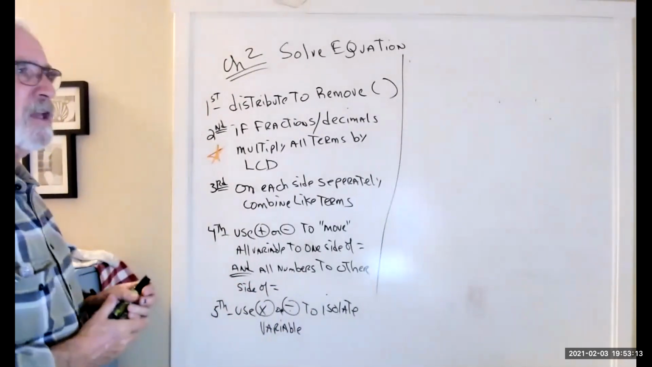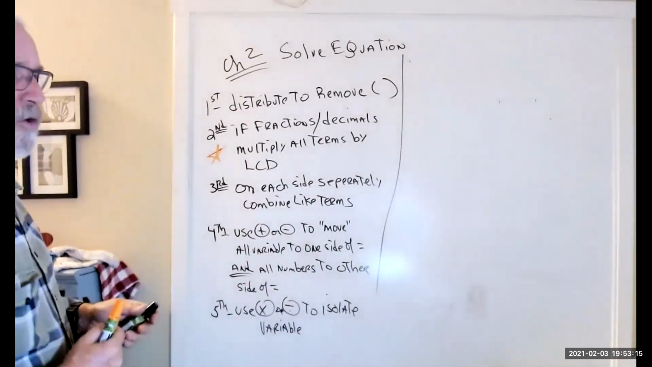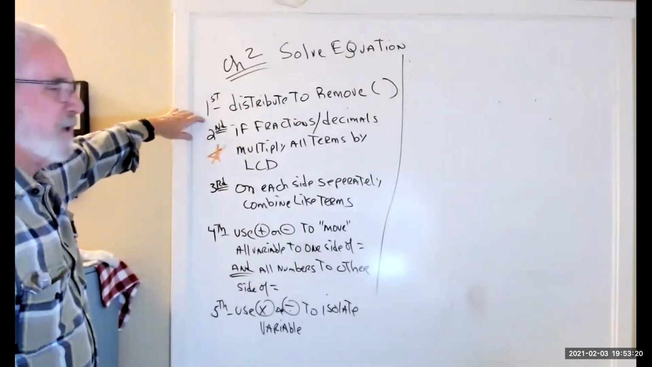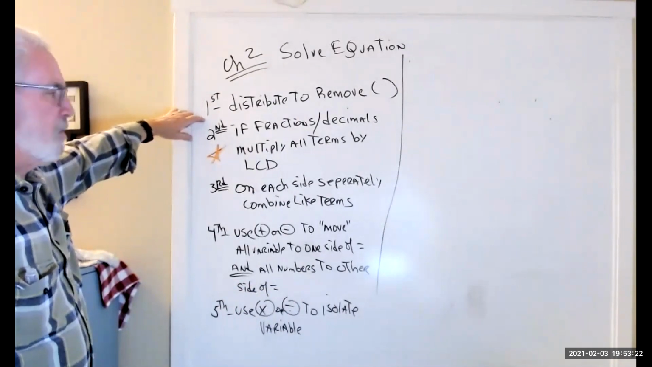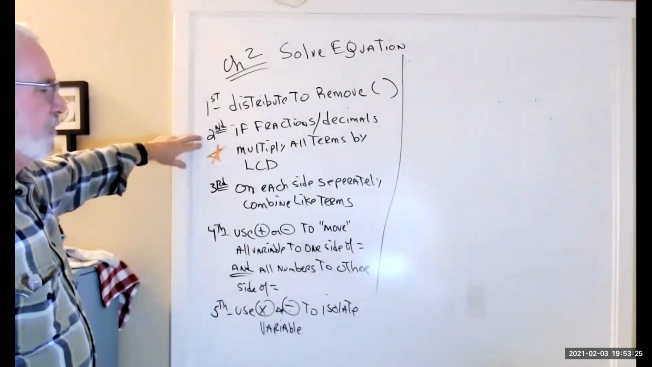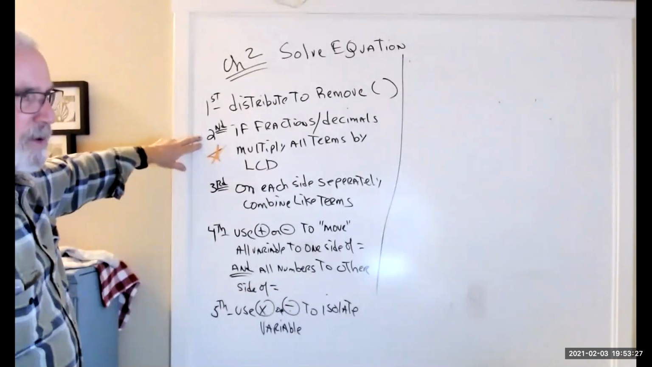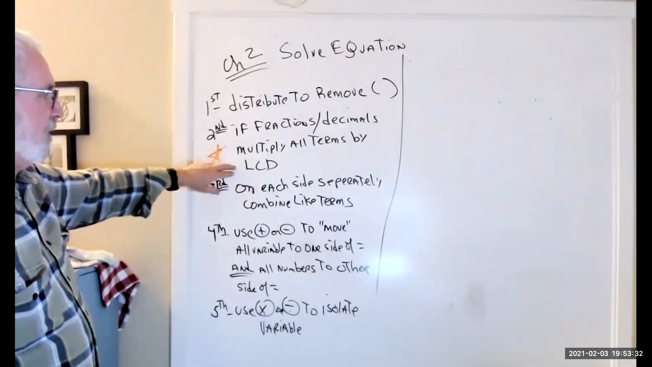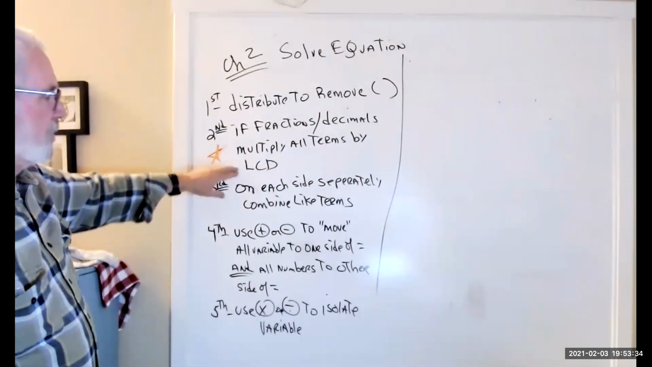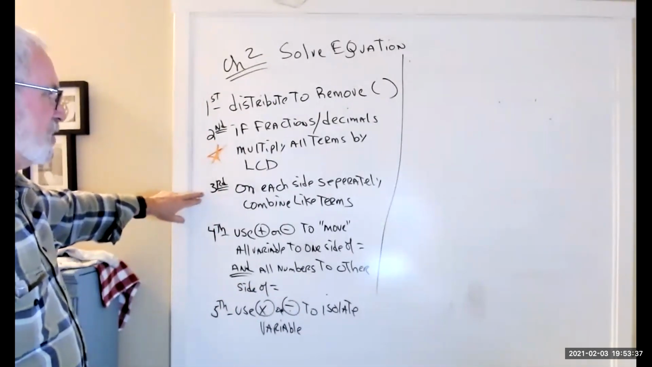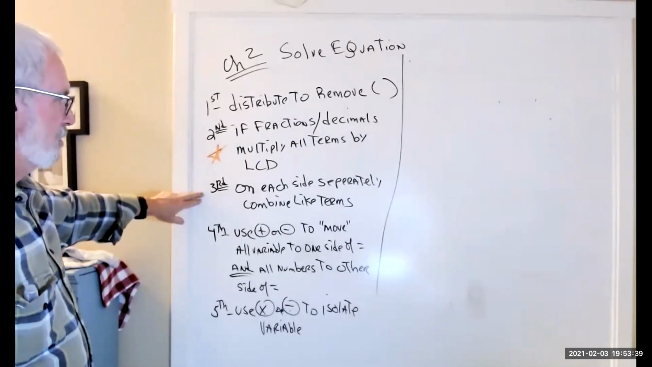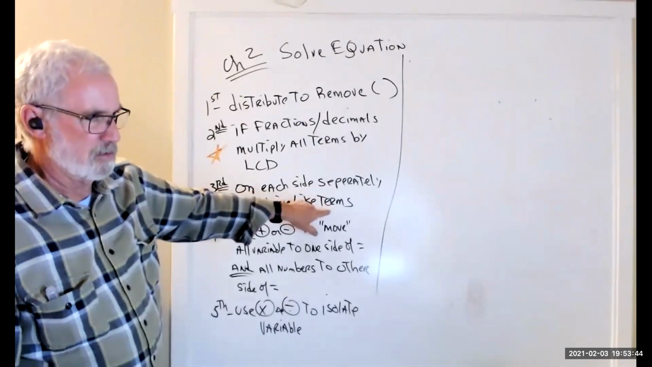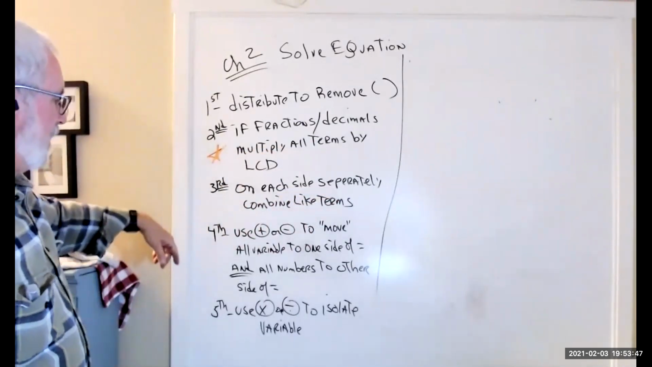So let me read this again to make sure you guys can check your notes, see if I got it. Step one says distribute to remove any parentheses. Okay. Step two is about fractions and decimals. Don't worry about it yet. It says if fractions or decimals, multiply all terms by the LCD. Step three, on each side separately, which I think I spelled wrong. Okay. Combine like terms. Now, we haven't talked about that, but we will in a minute.